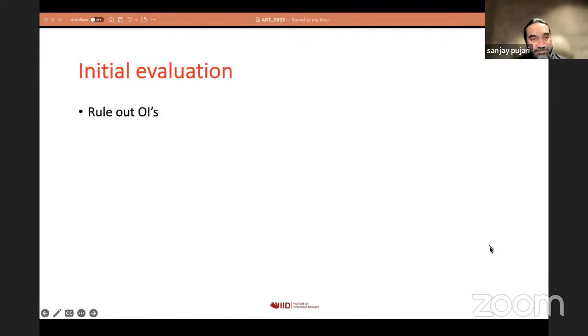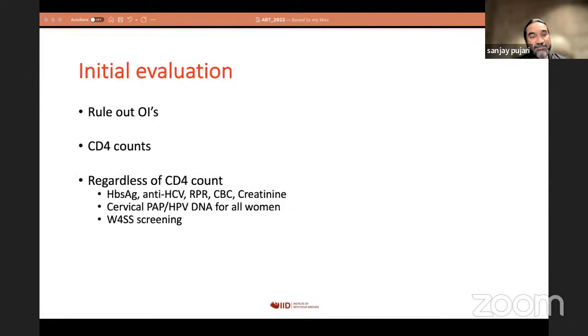First, of course, when a patient walks into the clinic, if he's visibly sick or clinically having an opportunistic infection, that needs to be ruled out. CD4 counts need to be performed at baseline. And regardless of the CD4 count, you need to do a Hep B, Hep C screening, syphilis screening, and creatinine.